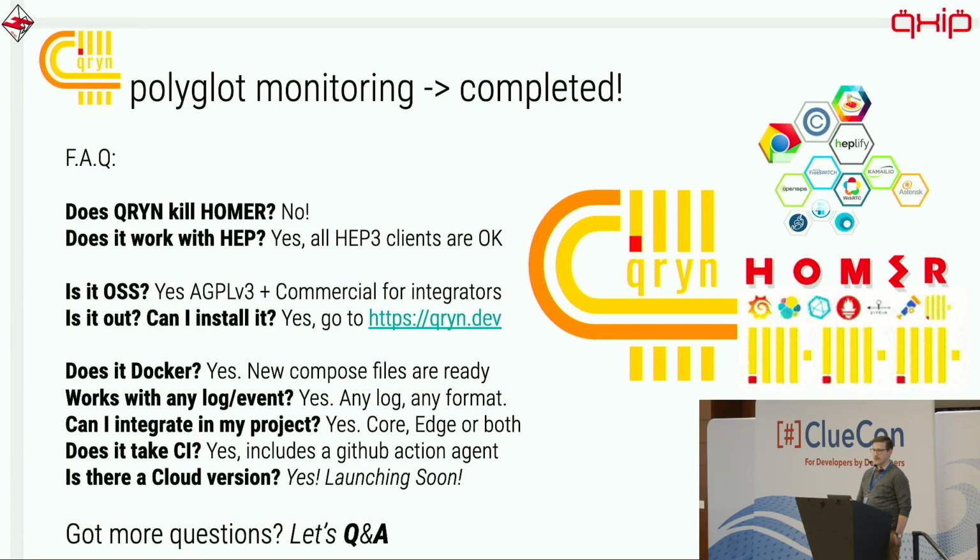So, quick FAQ. Does QRYN kill Homer? No. It will be part of the next Homer and will power a lot of the functionality of Homer as the new backend to simplify and unify what Homer is today. Does it work with HEP? Yes, all HEP 3 clients are okay at this point in time. Is it OSS? Yes, it is, and we also have a commercial offering for integrators.